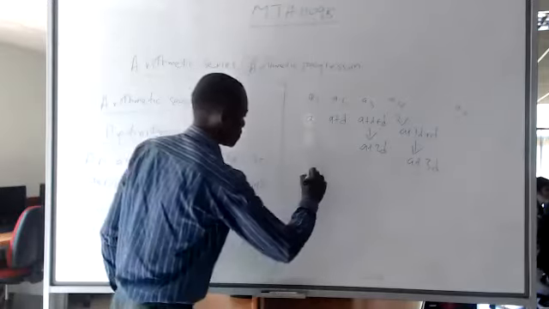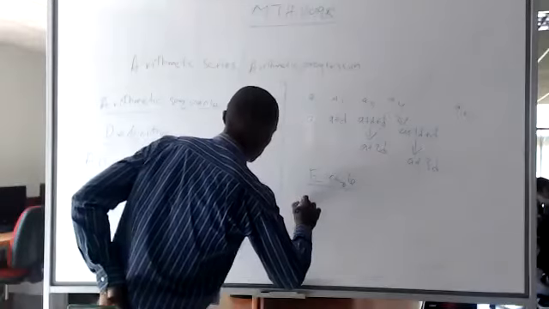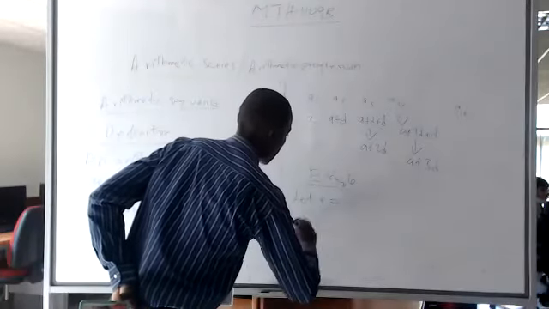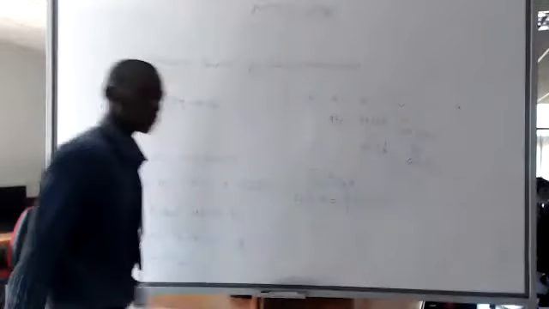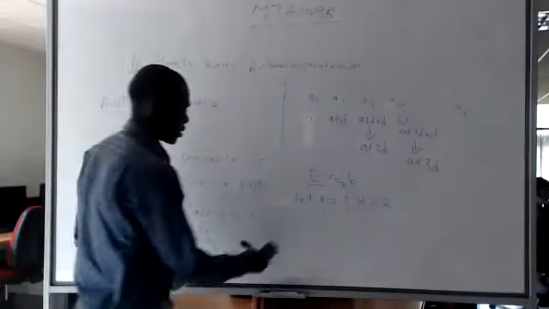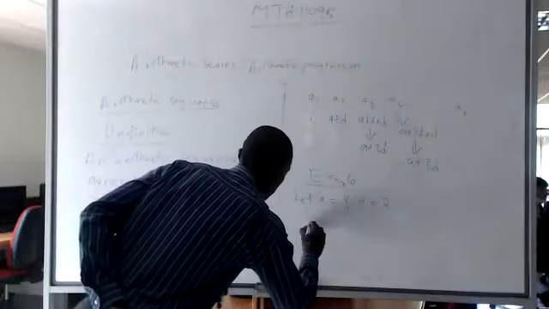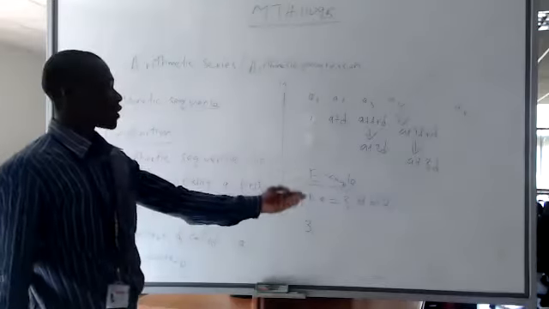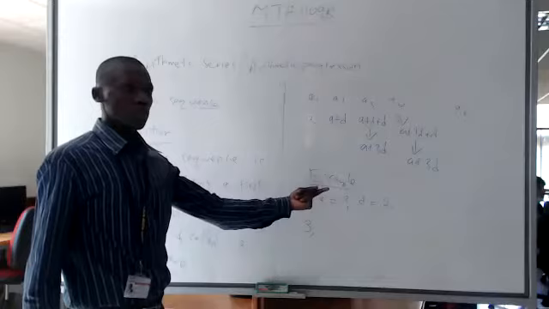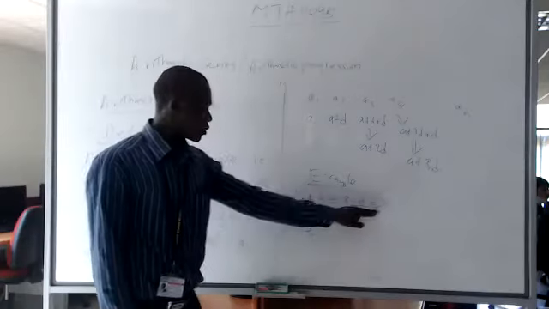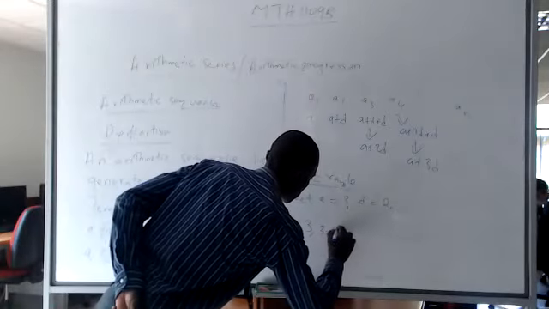So for example, let A be 3, let D be 2. Let us see how this sequence looks. The sequence starts with 3, because 3 is your first term. We fixed 3. To get the second term of the sequence, add the common difference to the first term. So the second term should be 3 plus 2.